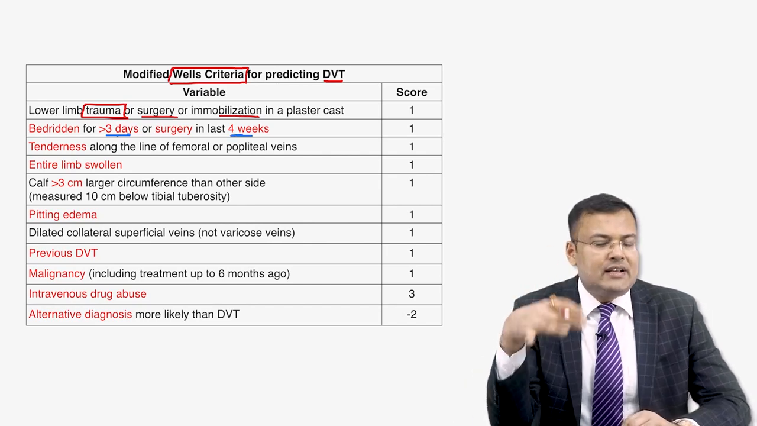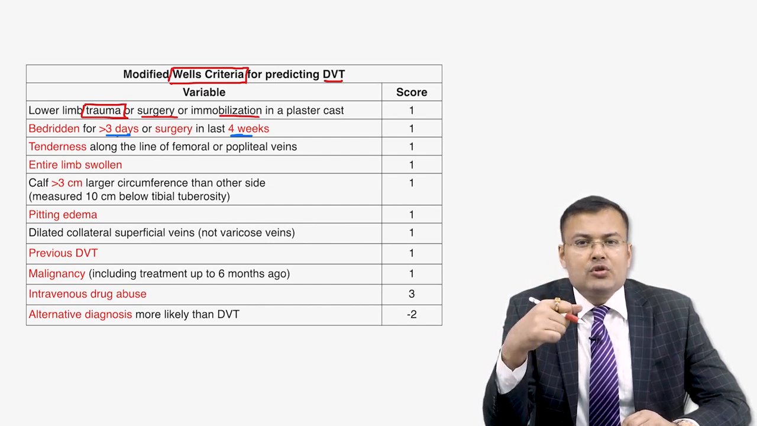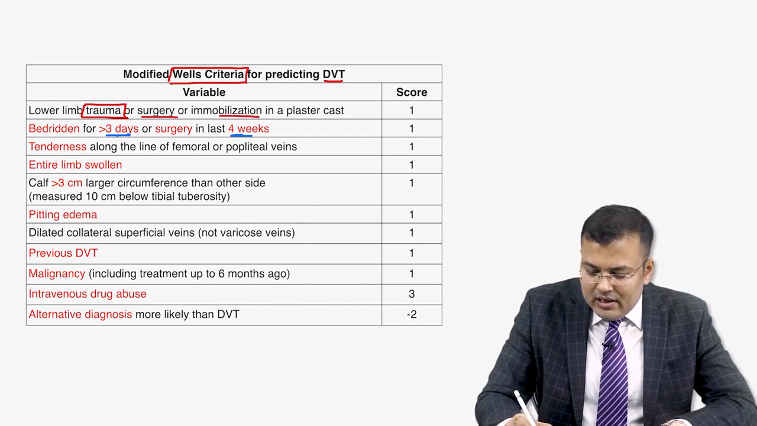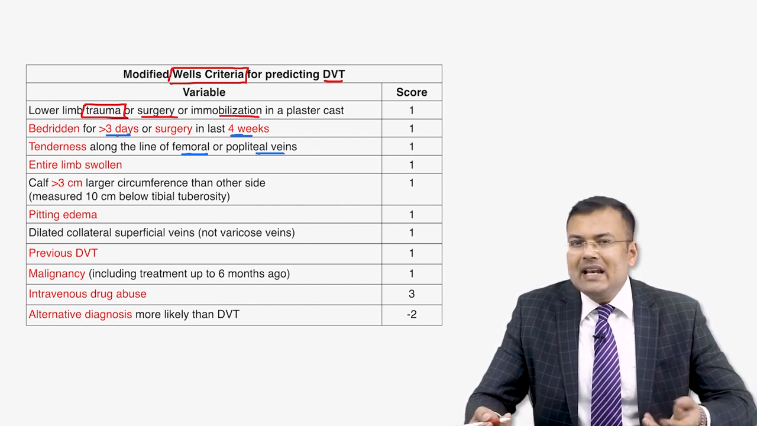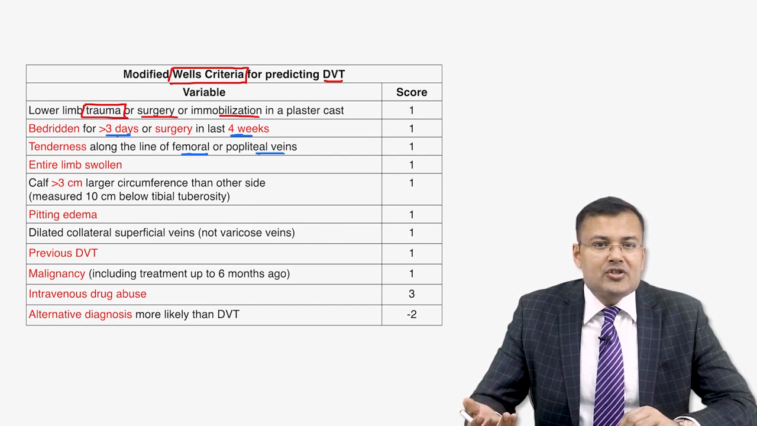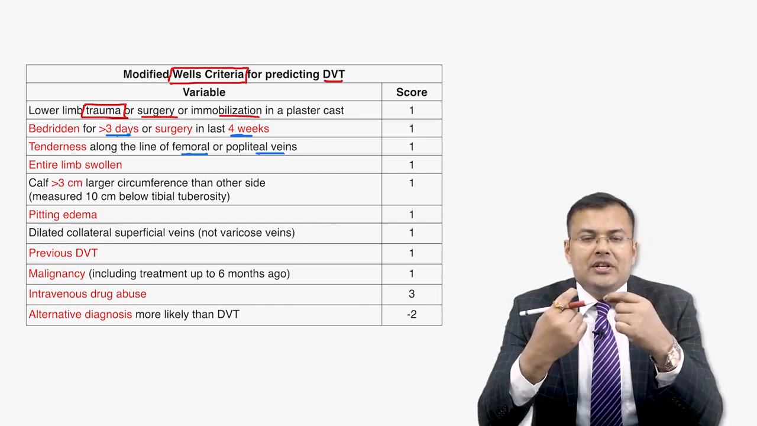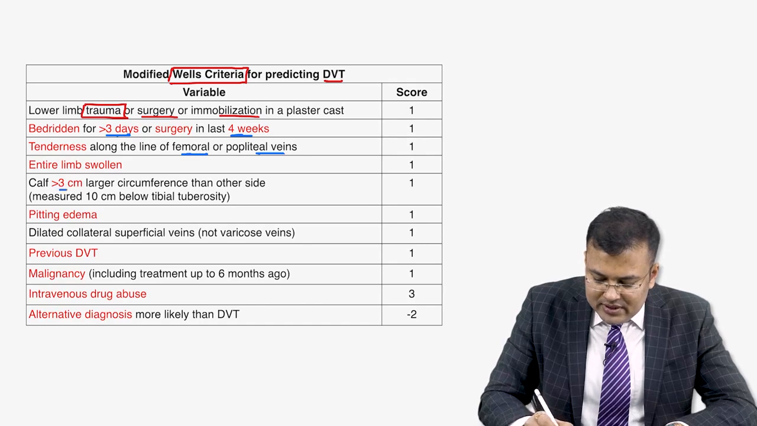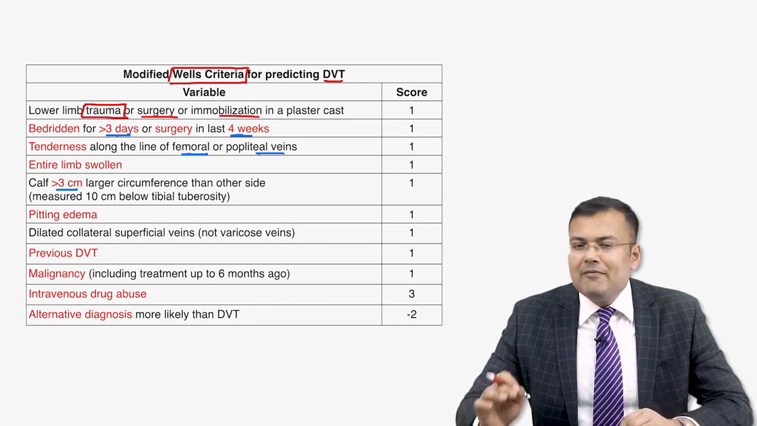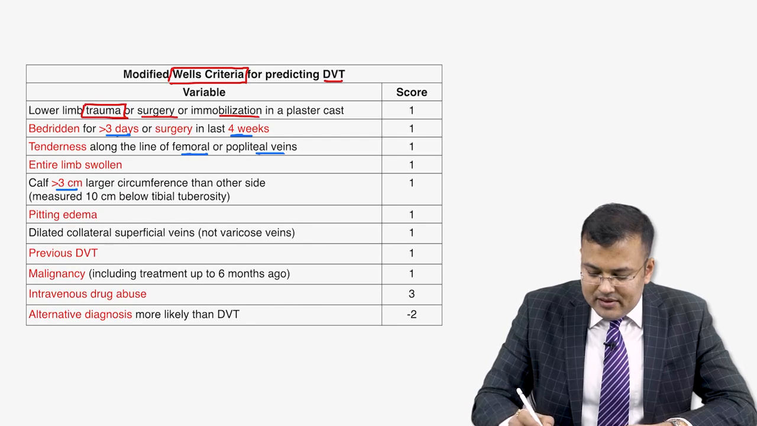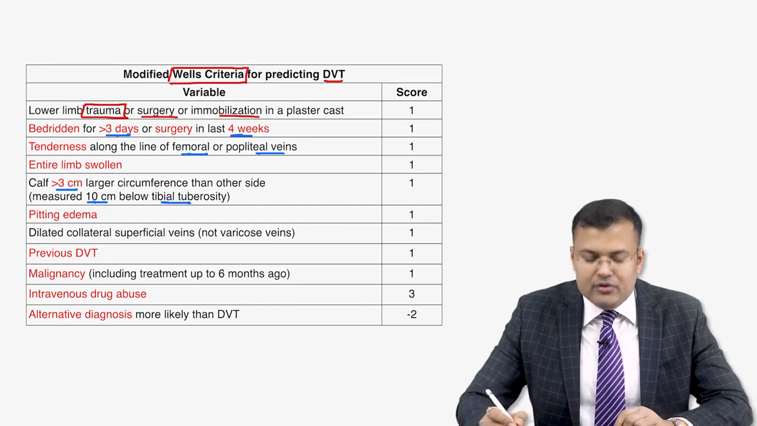Or if there is tenderness: we discussed that if a patient has DVT, you perform deep palpation and there is tenderness along the course of the deep vein, along the line of the femoral and popliteal vein. Or the entire limb is swollen, because of impaired venous drainage, so obviously the patient has edema. If you measure the calf and it is more than 3 centimeters larger in circumference than the other side, measured exactly 10 centimeters below the tibial tuberosity.